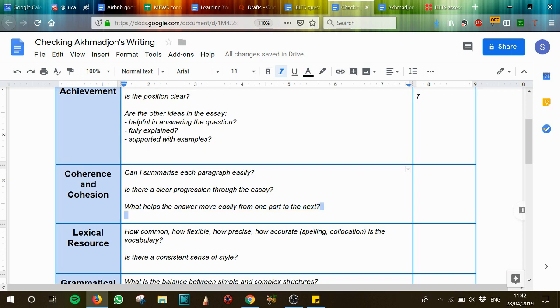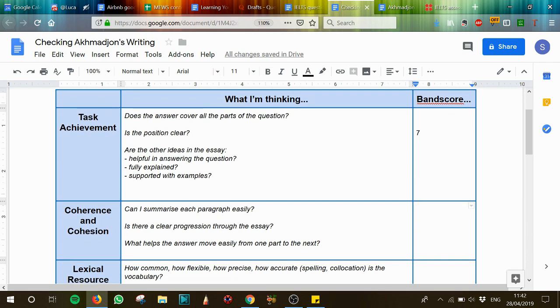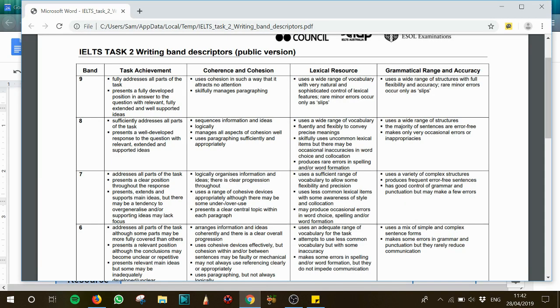So there are several things that help the answer move easily from one part to the next. And it's good vocab, it's good grammar. So remember that Akmajon's target band score with this essay is a band 7. So let's have a look at the criteria for coherence and cohesion at band 7, and let's see if we can give Akmajon a band 7 here.